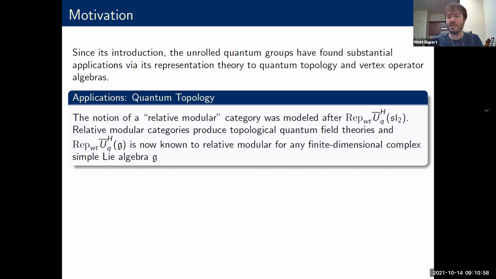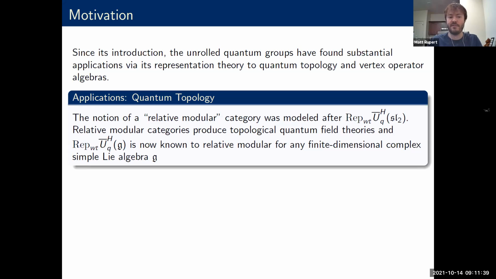So for quantum topology, these applications come from the fact that their categories of modules are what we call relative modular. Relative modular categories are non-finite, non-semi-simple categories where the non-finiteness and non-semi-simplicity is in some way highly restricted, so we can still work with them nicely. And these categories were modeled after the category of weight modules for unrolled restricted quantum SL2. And they're interesting because they produce topological quantum field theories.